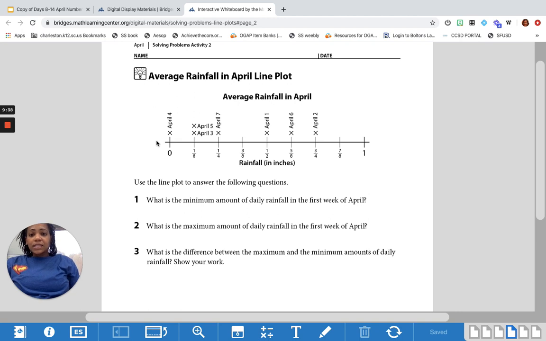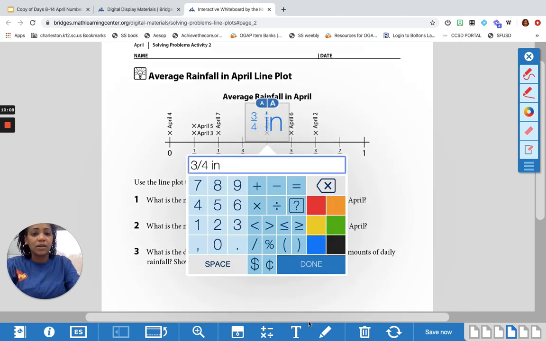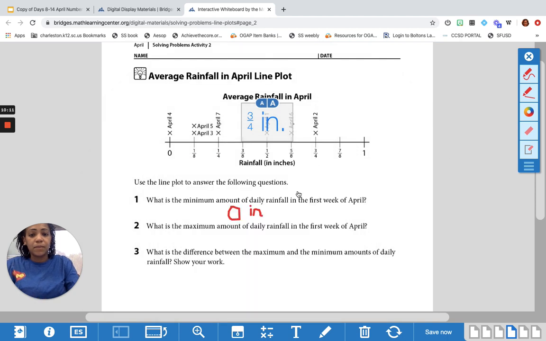Okay, hopefully you guys are ready. So let's look at the same line plot that we've been practicing with this whole time. It says, what's the minimum amount of daily rainfall? We already answered that, right? It's 0 inches. And you should be able to answer this question even without Miss Trammell. 0 inches, and I'm going to abbreviate inches. What's the maximum? We did this as well. It's 3/4 of an inch. I'm going to type it. That might look so much better than me trying to write on my computer screen.